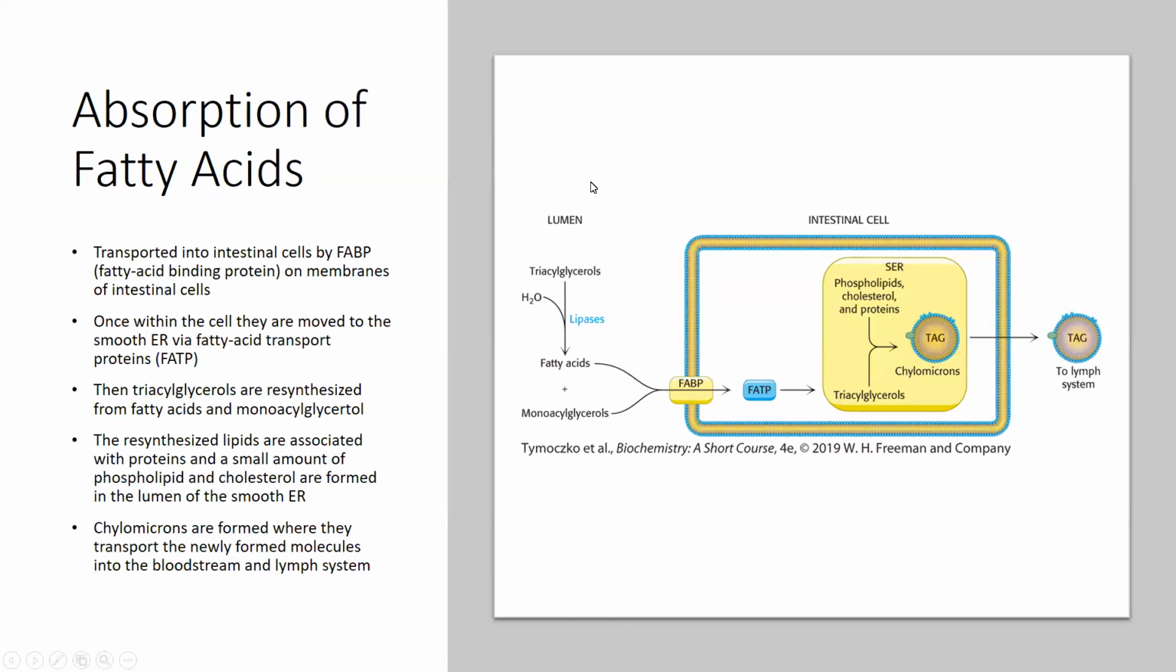If you want to see the full meal deal process, we have our lumen, our blood, and our cell. Triacylglycerols, add some water and some lipases, and we get our fatty acids and our monoacylglycerols. We transport those via micelles through the fatty acid transport proteins, FATP or FABP, depending on the book that you use. FABP is the binding protein and TP is the transport protein, so it's technically both. They bind first and then they transport.